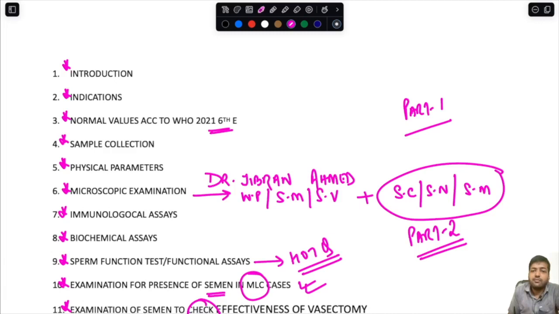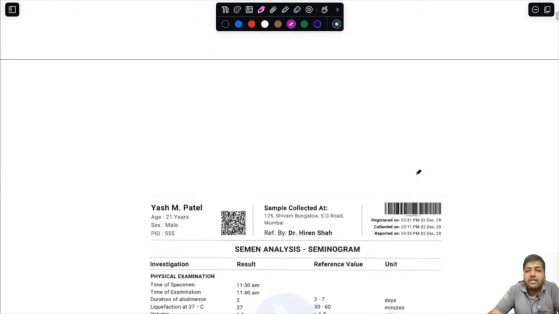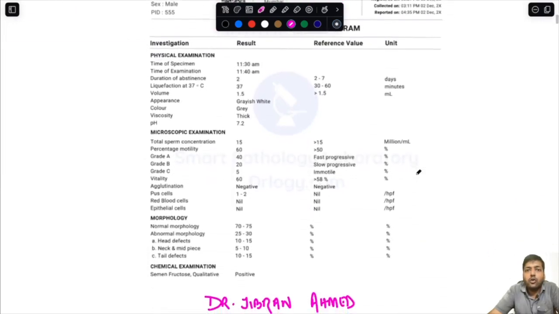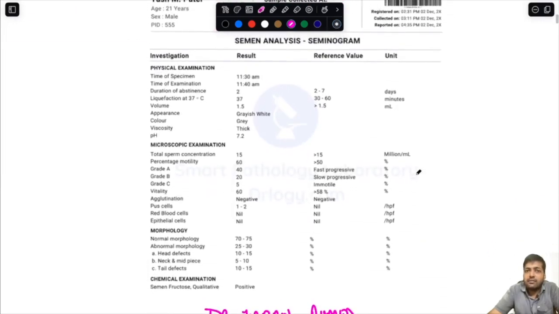I hope this point is crystal clear to everyone as to what we are going to learn in our semen analysis. In today's discussion, this is the portion that we are going to cover up till the sperm vitality. In the next session, we are going to cover the rest of the portions. Before we start, all of you always ask me, sir, can you give us an idea about the semen analysis report, how the reporting is done.